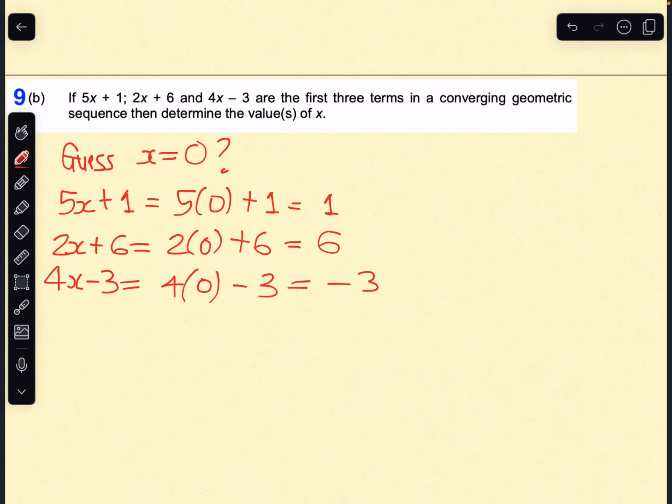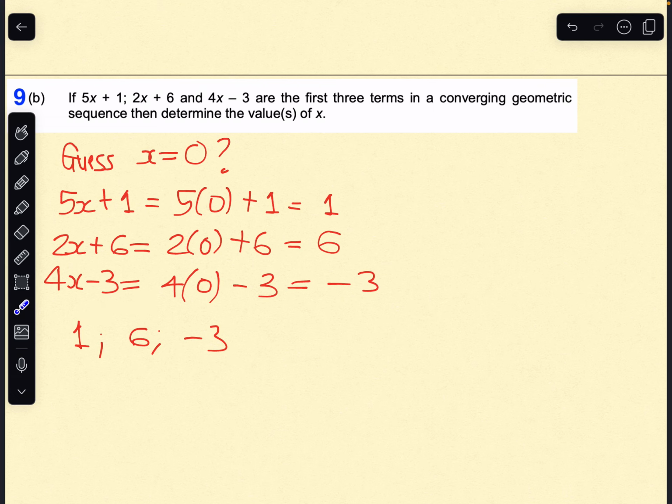Right, so the sequence would then be the numbers 1, 6, and minus 3. So how I would then verify whether my guess is indeed correct is, well, okay, does the sequence satisfy the conditions it's supposed to satisfy?